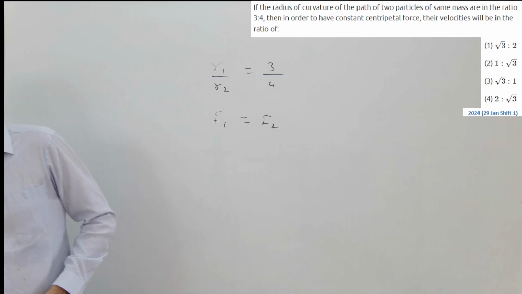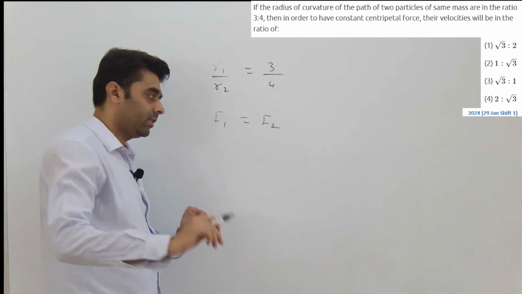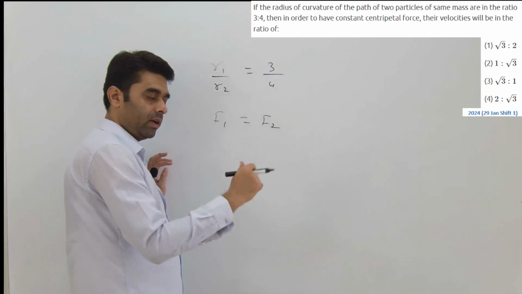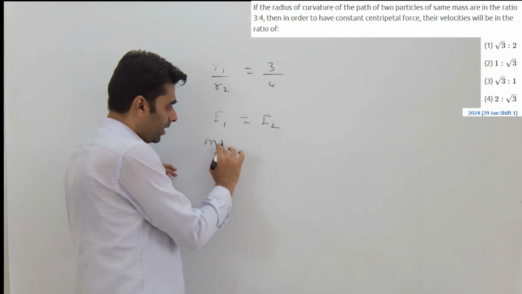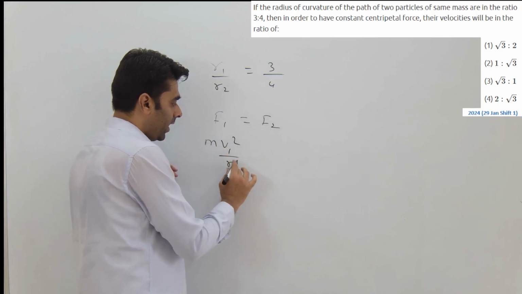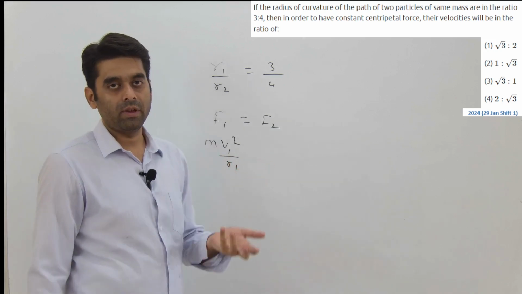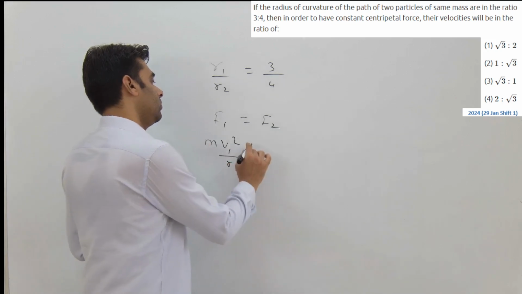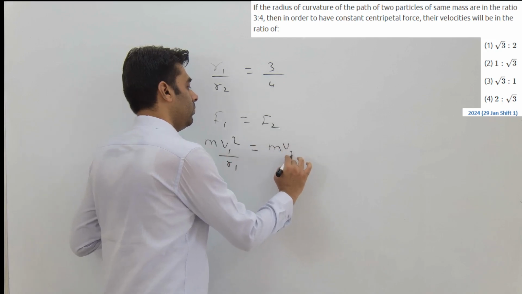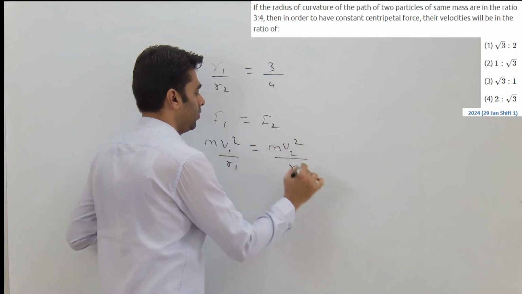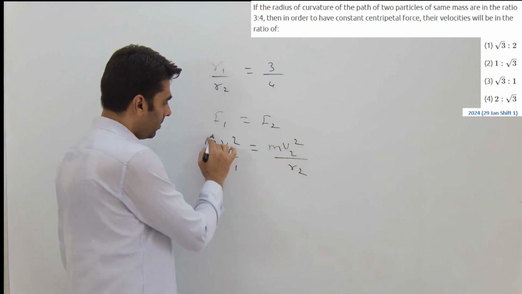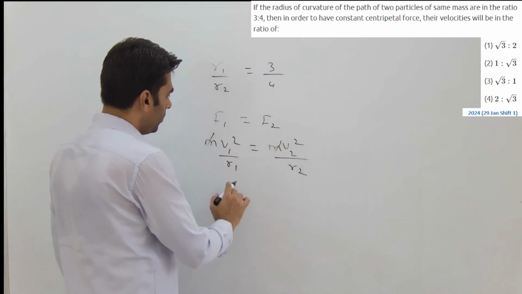Masses are given the same, right? Let's see. Centripetal force, what can we write? m v1 square by R1 is equal to m v2 square by R2. Because the masses are the same, I have taken m on both sides. Now we want to find the velocity.